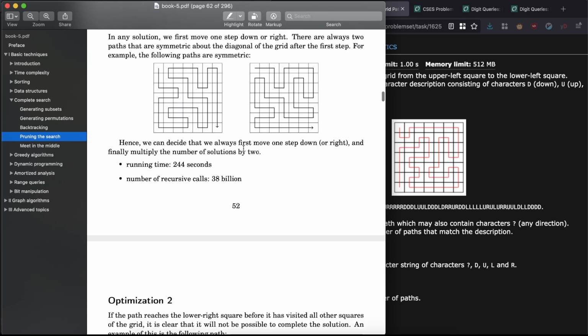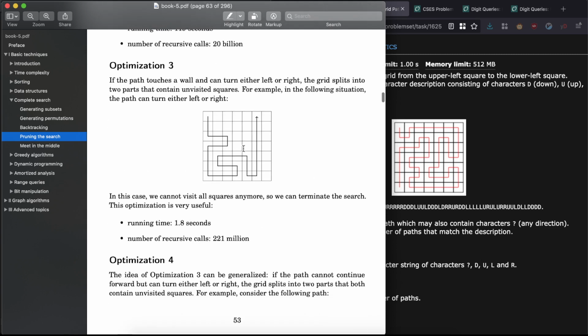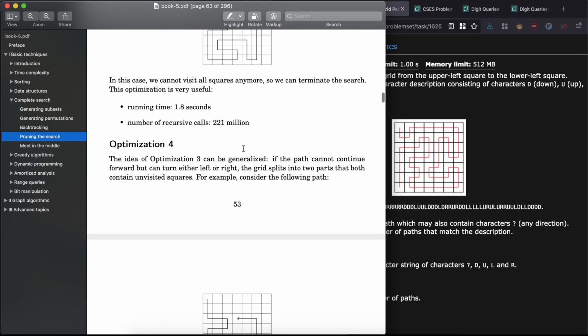Optimizations 1 and 2 are pretty straightforward. These are the interesting ones, optimization 3 and 4. It probably takes about 5 to 10 minutes to read these few pages. All four optimization techniques do not take a lot of time, just 5 to 10 minutes at maximum. It's a very simple section. And knowing these optimization tricks can help a lot with this problem. So that's what we will see tomorrow.